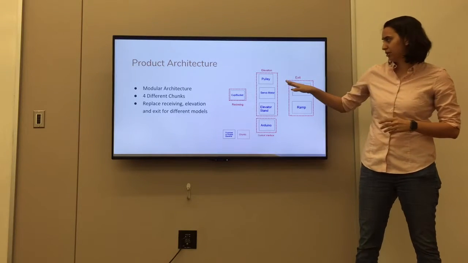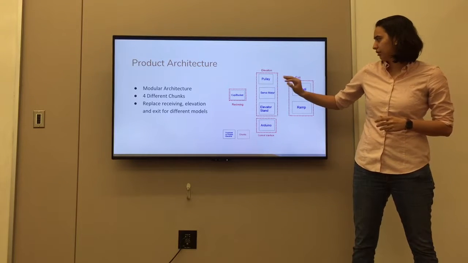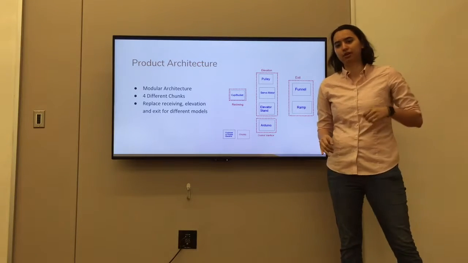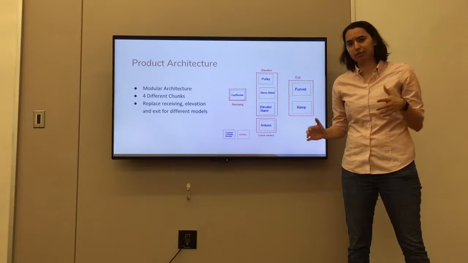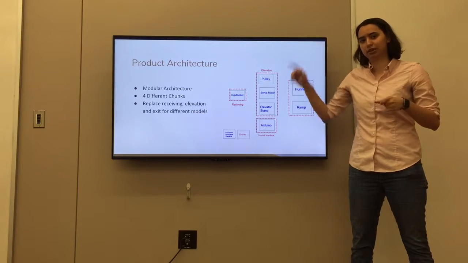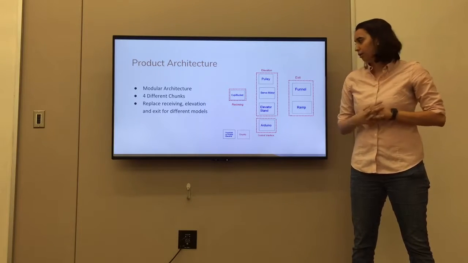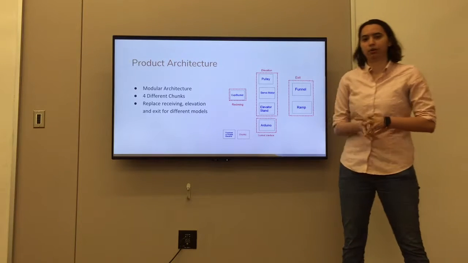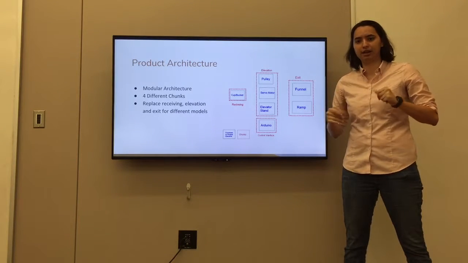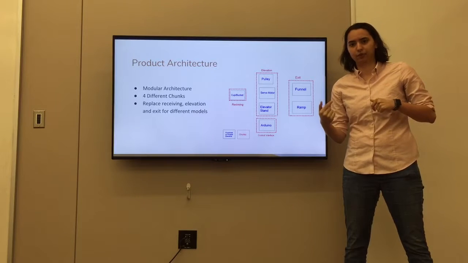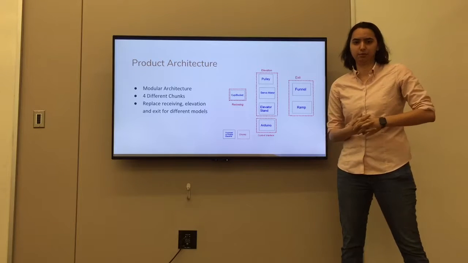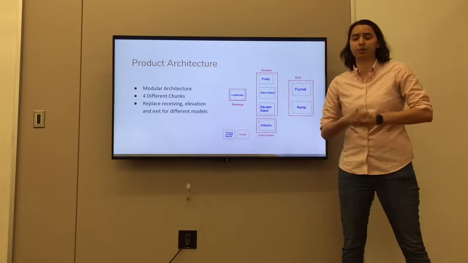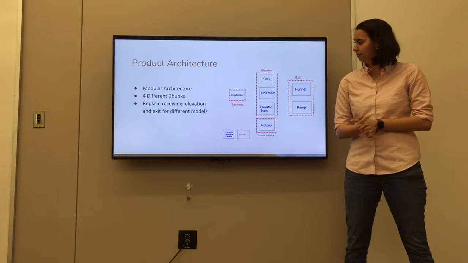For example, you could replace the elevation, which consists of the pulley, servo motor, and elevator stand, with a Ferris wheel type thing where it scoops up the ball and gets it to the right elevation. Or you can replace the exit funnel ramp idea with a spiral ramp that would have the ball gain speed as it exits.